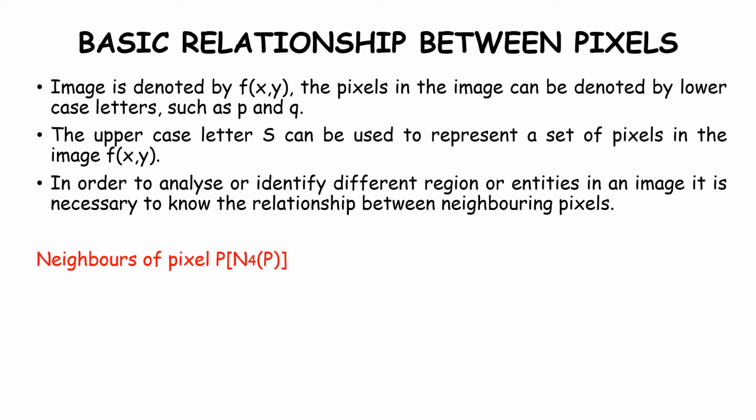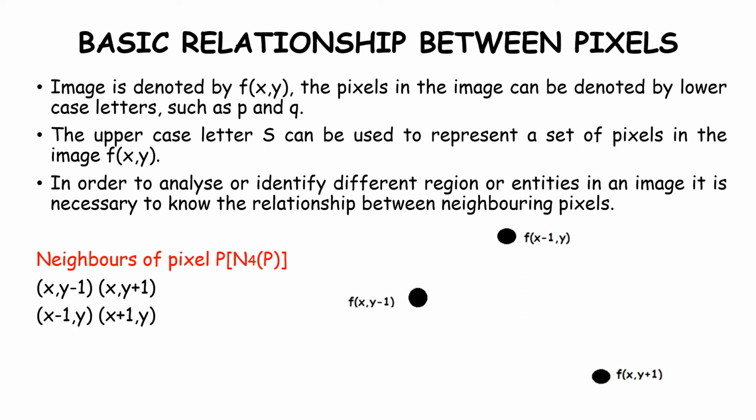First, we have the 4-neighbors of pixel p, N4 of p, where the order is x comma y minus 1, x comma y plus 1, x minus 1 comma y, and x plus 1 comma y. And this is how the pixel positions are fixed.